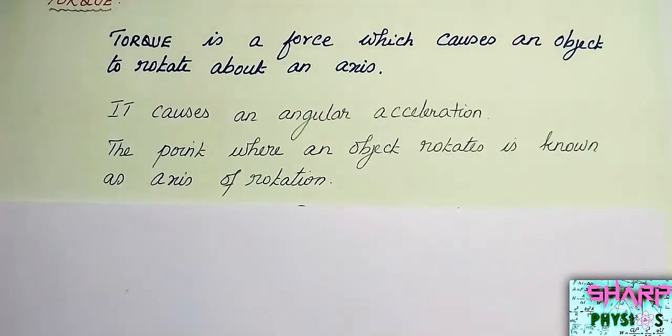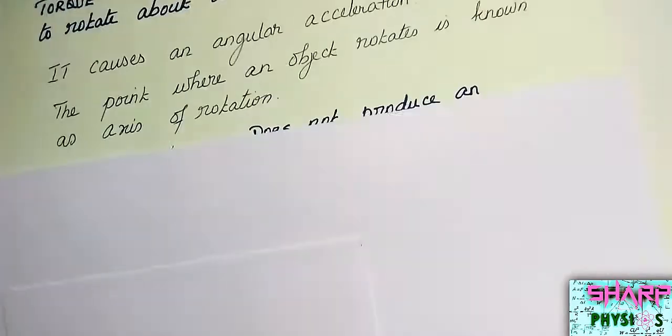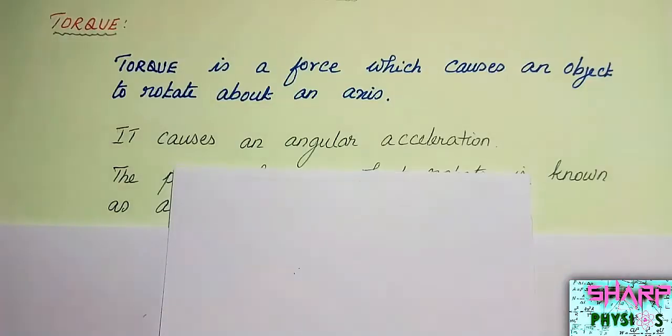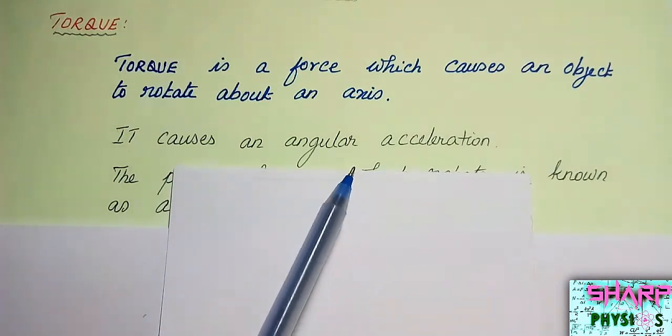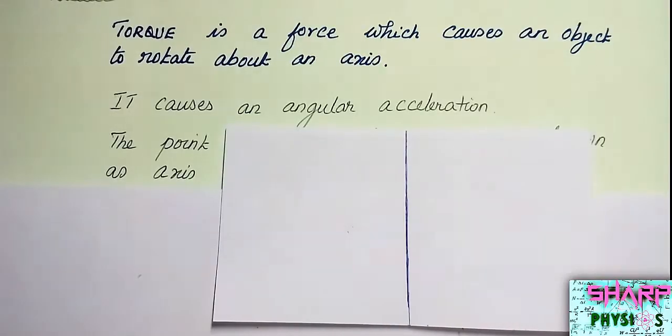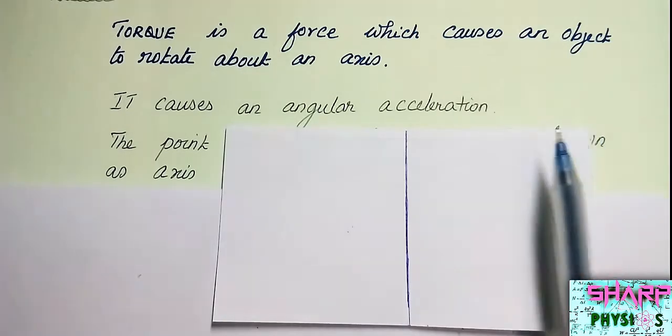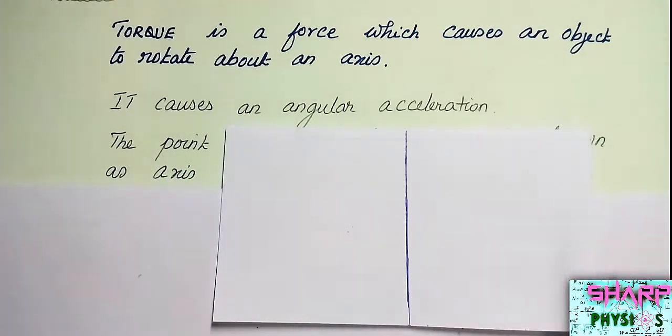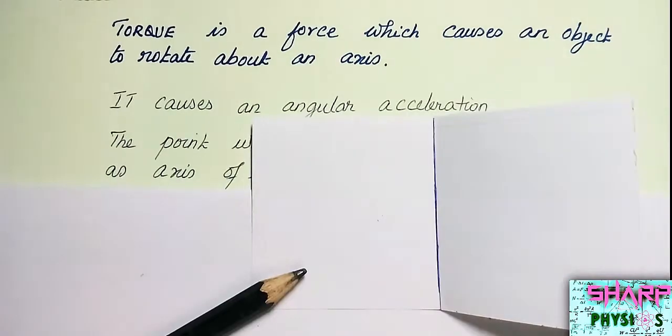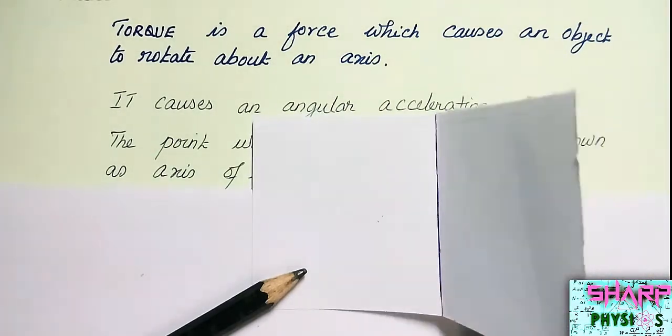So we'll take a practical example of torque using a small piece of paper. You take a small piece of paper like this and draw a line at the center. Once you finish, this paper is plain paper lying straight against the blackboard. What you do is just hold one side of the paper and lift the other side at a particular angle.